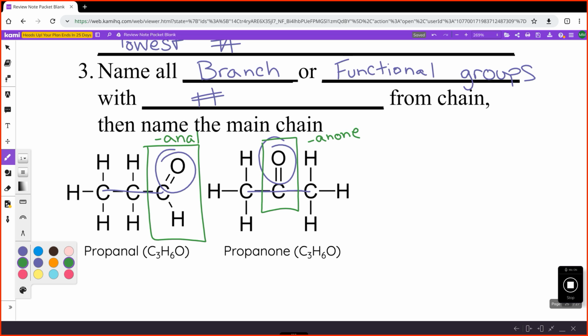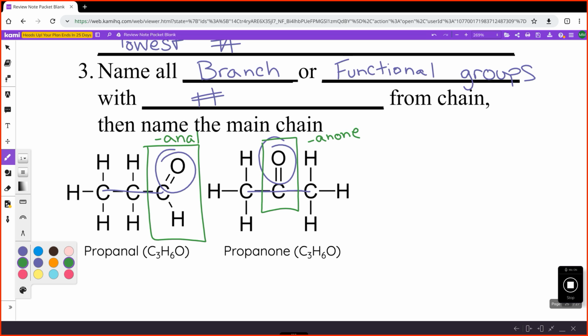Now, some of you might be arguing about propanone. Wouldn't this be called 2-propanone? Well, if you put 2-propanone, it wouldn't be wrong. But you don't need it for a 3-carbon chain, because either way you count, it's always going to be the second carbon. Look at it. Left to right, it's on the second carbon. Right to left, it's on the second carbon. So either way you cut it, you wouldn't have to write it as 2-propanone.